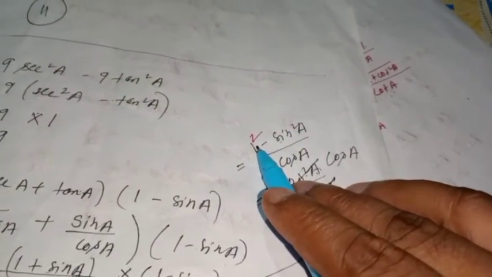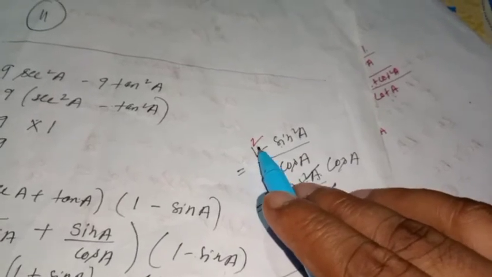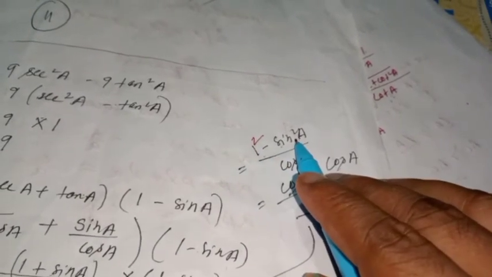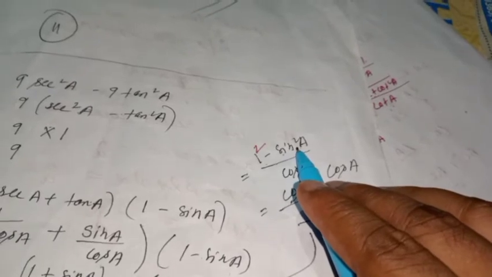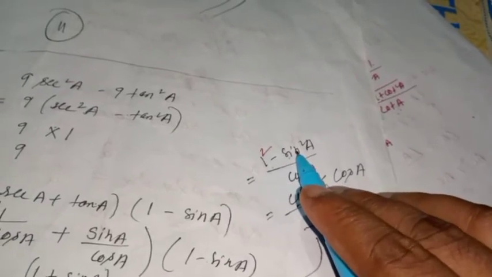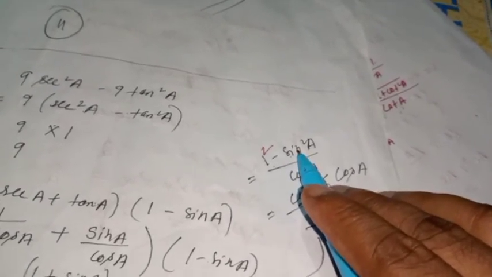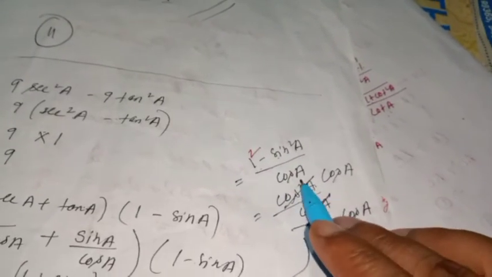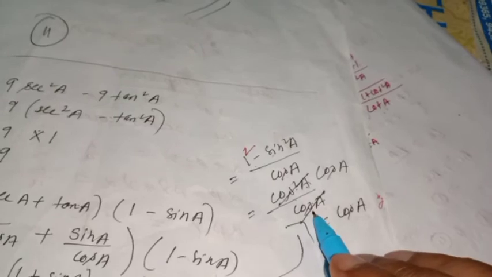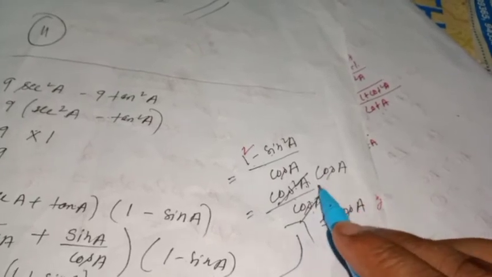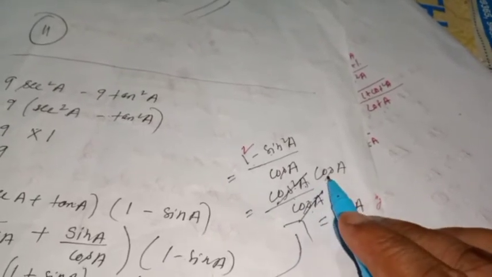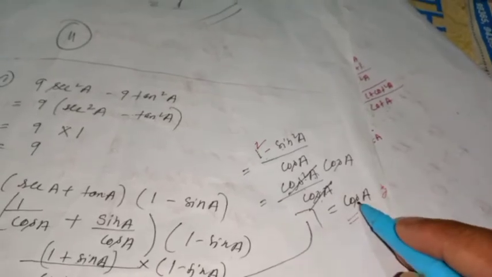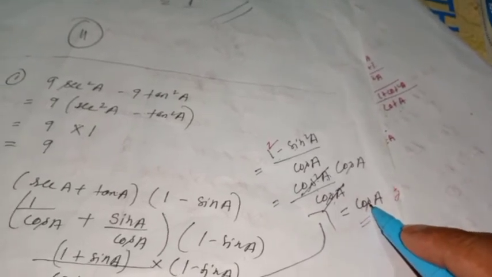So what is 1 square? 1. Then 1 minus sin square is what? I have already given the relations. 1 minus sin square A is cos square A, and the denominator is cos A. Then if you divide it, you will get cos A. The result is cos A. You can choose the correct option as cos A. Okay?